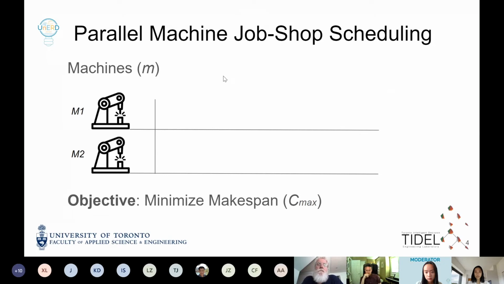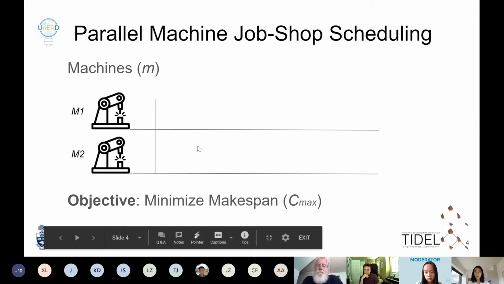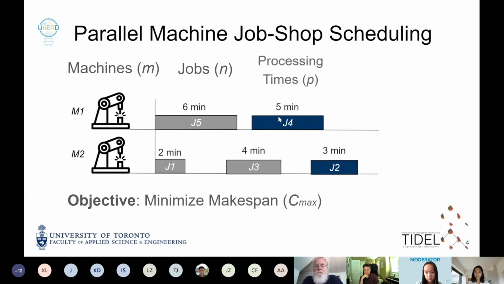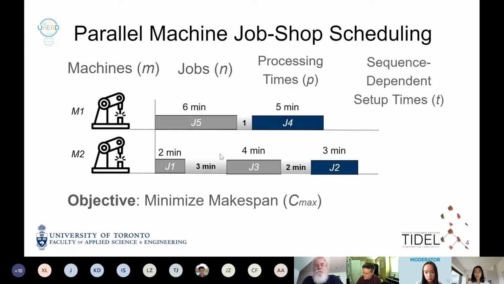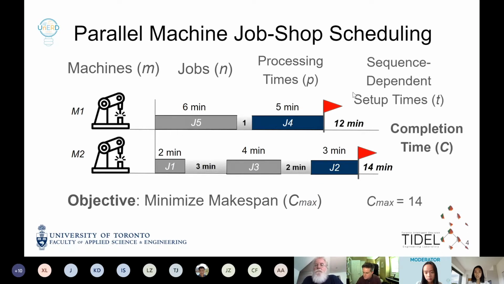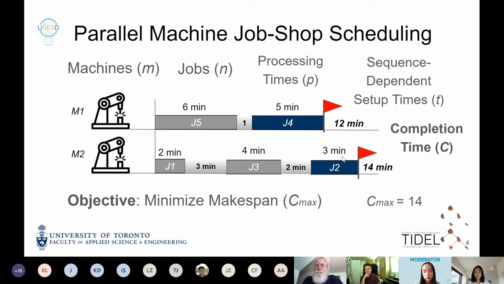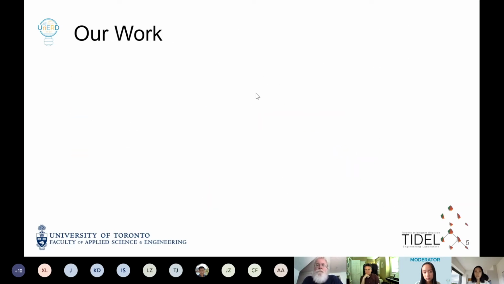So we're to work out a schedule of the jobs on these machines with the objective to minimize the makespan. This Gantt chart is an example of the job schedule with processing time and the setup times. We also pay attention to the completion time on each machine, and the latest completion time, Cmax, is referred to as the makespan. In this instance, the makespan is 14 minutes, and this happens to be the optimal solution for this problem. Now we're fully familiar with the problem, let's talk about what we do.